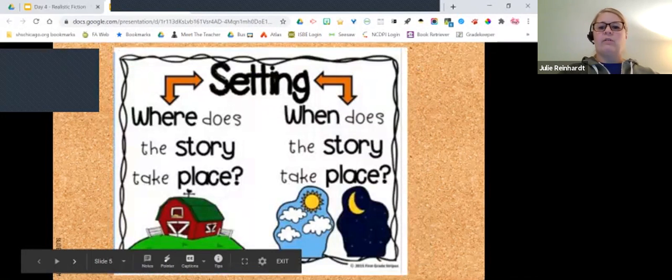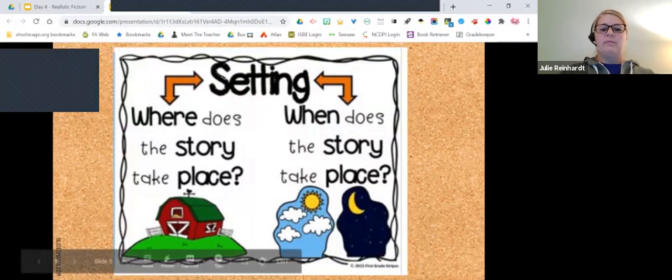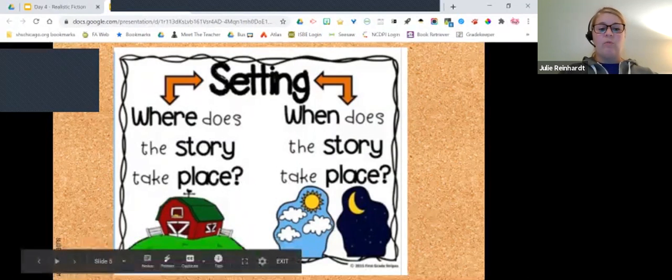Here's a little graphic that can help you remember what setting is. Where does the story take place? We have a barn here. When does it take place? We have daytime and we have nighttime. So those are some things to consider when you are discussing setting.